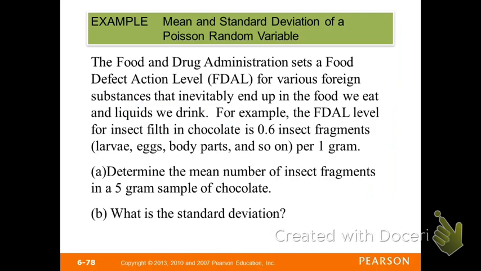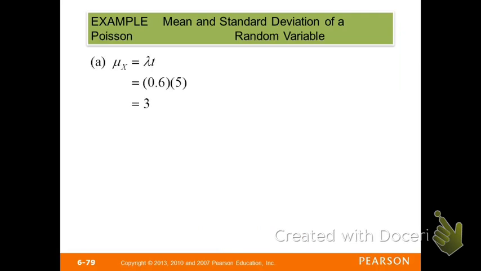So now we're back to that lovely insect problem. The FDA action level for insect filth in chocolate is 0.6 insect fragments per 1 gram. It says determine the mean number of insect fragments in a 5-gram sample of chocolate, and it also wants us to compute the standard deviation.